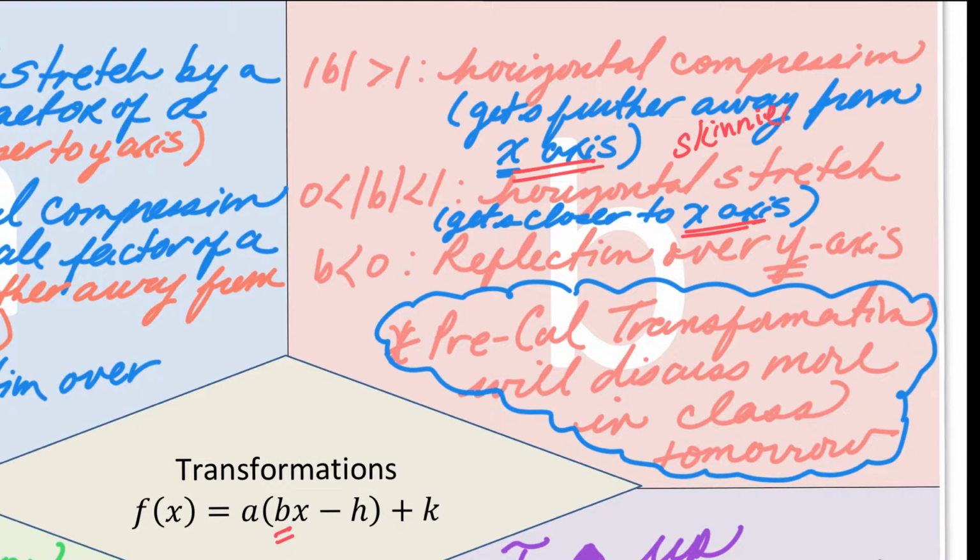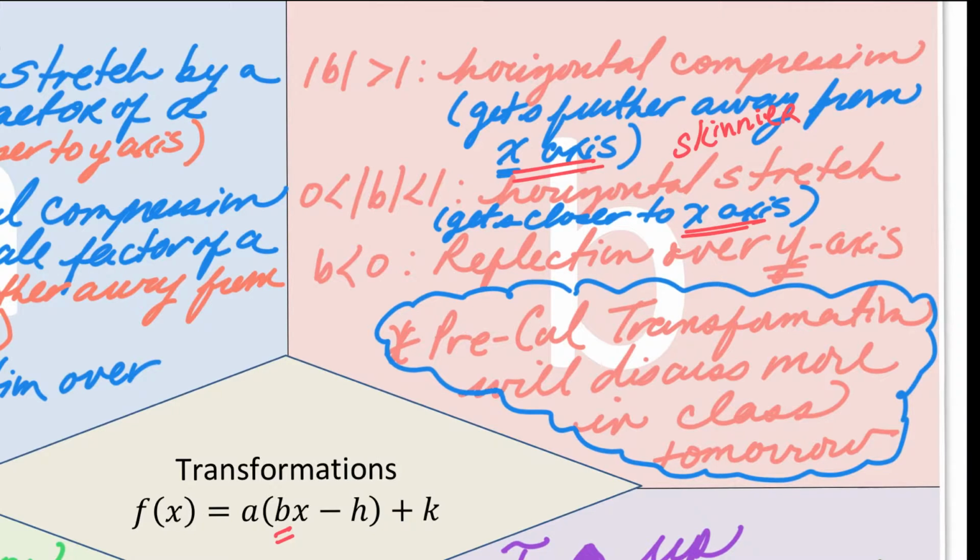Now if it's a sine or cosine function, we're going to get into this in trig functions, it actually calculates a period or frequency. As that b gets bigger, the function repeats more often, over a shorter interval. So it looks a little bit different.